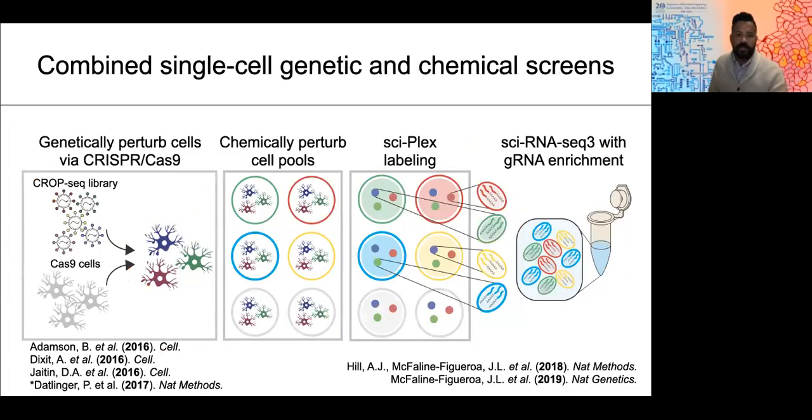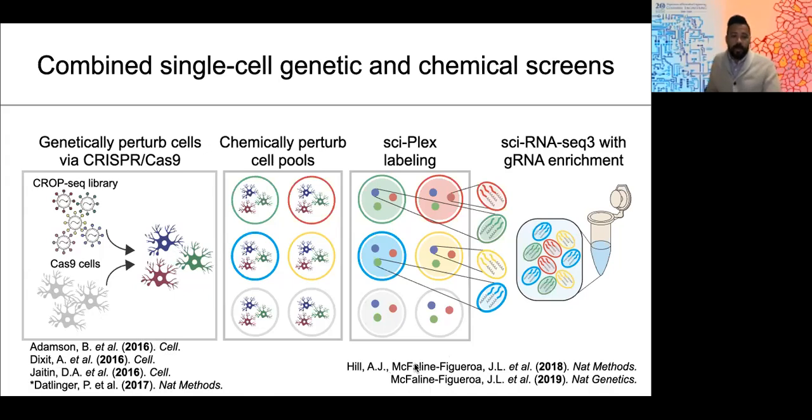And specifically to introduce a new method for combined single-cell genetic and chemical screens. Now, in this new method that we named sci-Plex gene by environment, or sci-Plex G by E, we begin by genetically perturbing cells using CRISPR-Cas9. Specifically, we used a CROP-seq system that was developed by Paul Datlinger and Christoph Bock over in Germany. There are other systems that you can use as well. We used the CROP-seq method before in other studies of parsing the genetic architecture of cancer-associated processes.